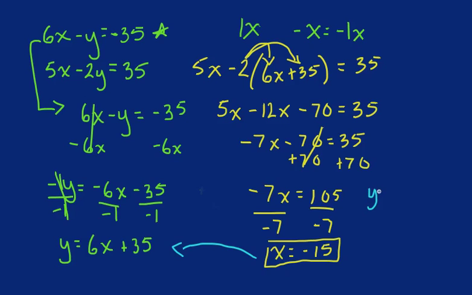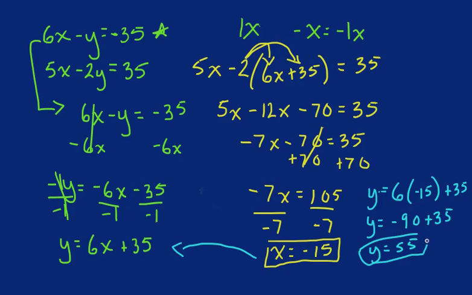So we'll say y equals 6 times negative 15 plus 35. So 6 times negative 15 would give me a negative 90, plus 35, and y will equal negative 55. So now that you have x and y, you know that your answer for this system of equations is negative 15 and negative 55. Sorry if that was a lot, but I just wanted to explain exactly what that was in those terms for this problem. But you'll get negative 15 and negative 55 as your answer.